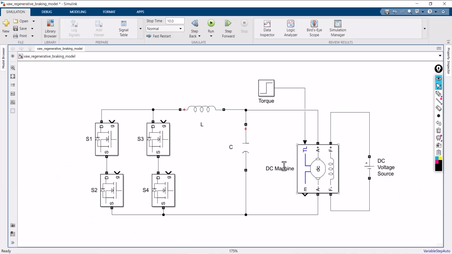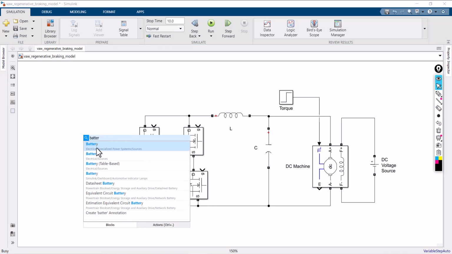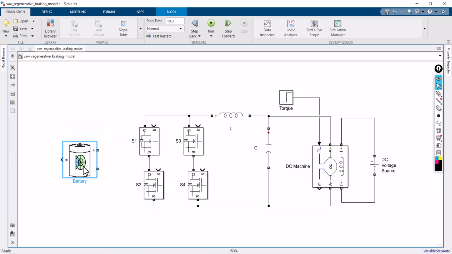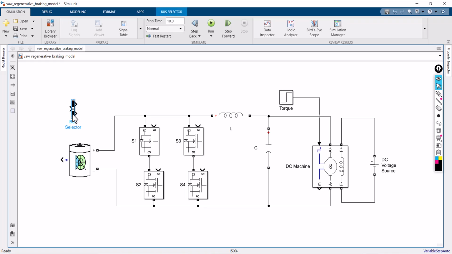So on one side my machine is there, and on the other side I'm having a battery. So now the battery is connected with this combination of switches. If you want to measure the battery parameters, you can measure state of charge, current and voltage of the battery. You need a bus selector. For flipping, you can use Ctrl plus I. If you double click it, you can come to know what all the parameters are that you are able to measure.